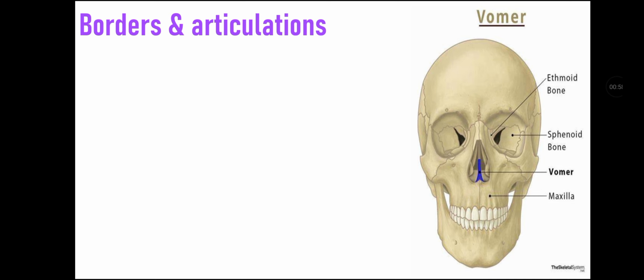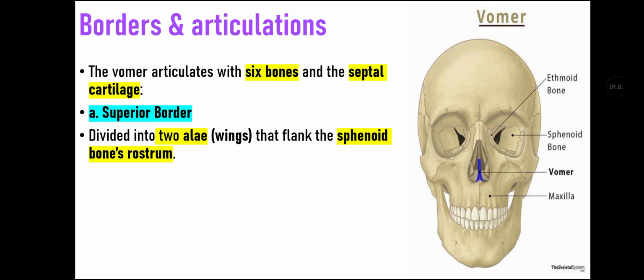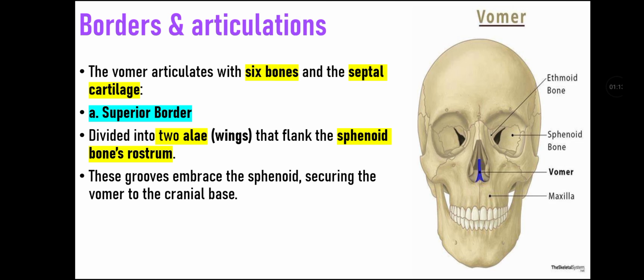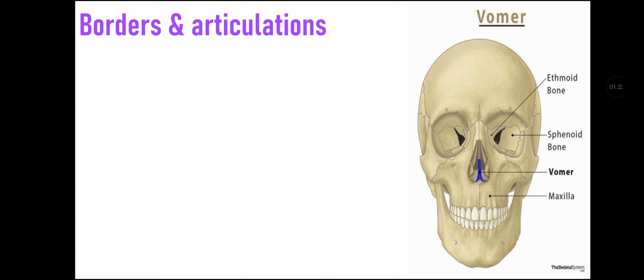Talking about borders and articulation, the vomer articulates with six bones and septal cartilage. The superior border divides into two alae that flank the sphenoid bone's rostrum. These alae embrace the sphenoid, securing the vomer to the cranial bone. Second, it has an inferior border that rests on the hard palate formed by the maxilla and palatine bone.